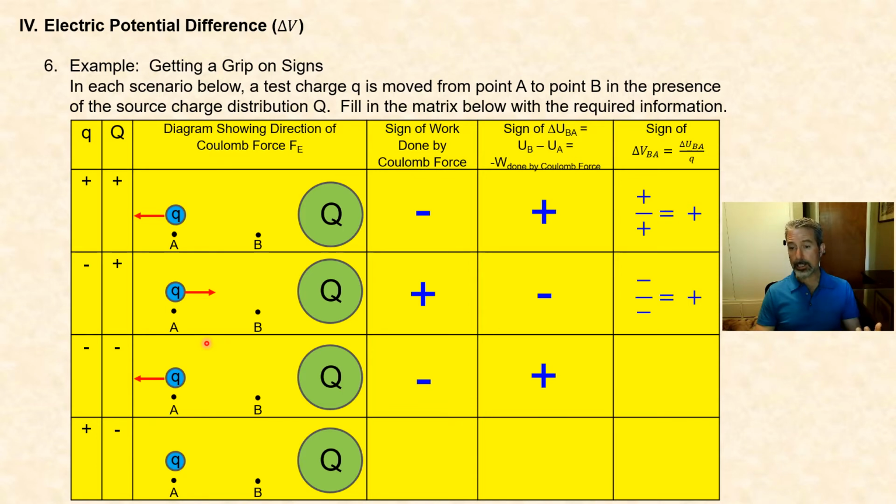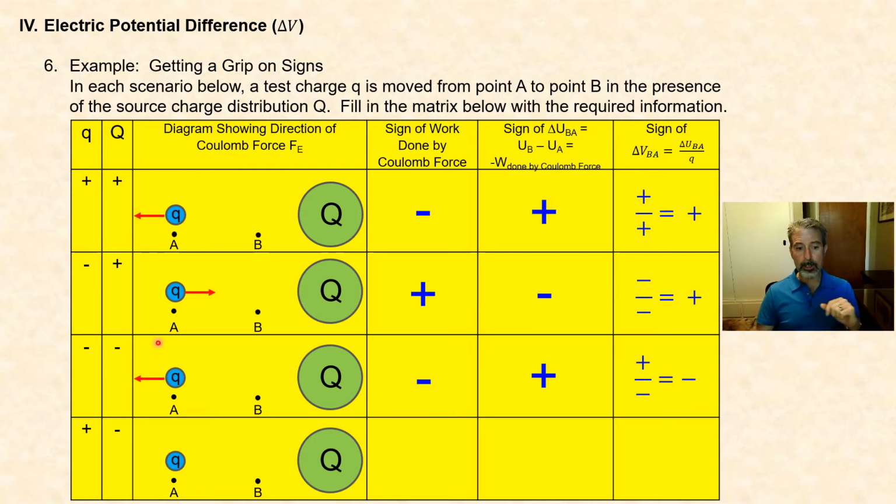And when we calculate the electric potential difference, we have a positive value in our numerator for the electric potential energy difference, and we have a negative value for our field charge. A positive divided by a negative gives us a negative value for the electric potential difference between point A and point B.